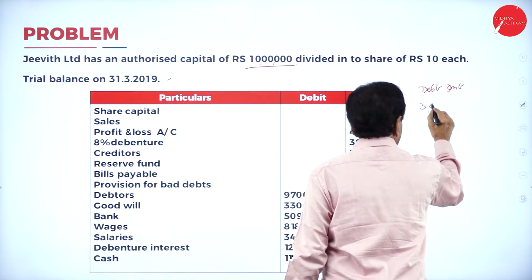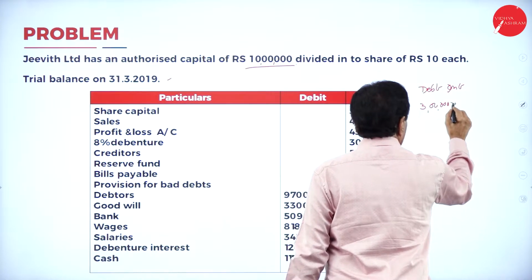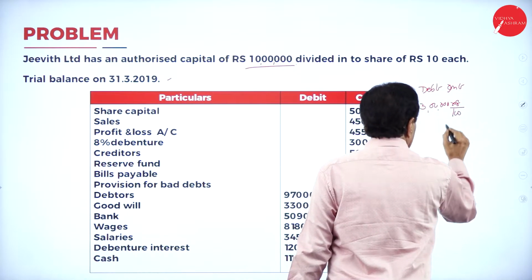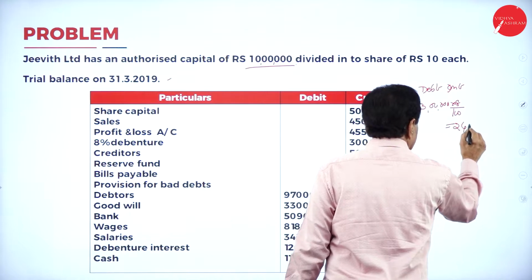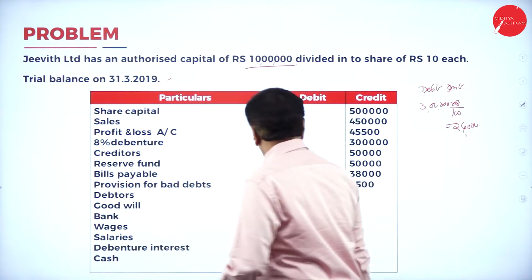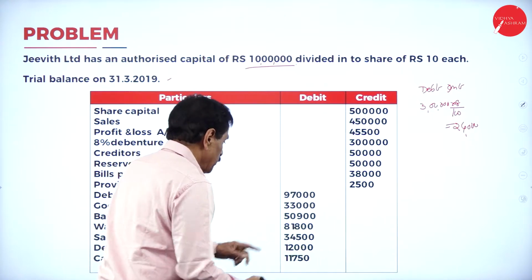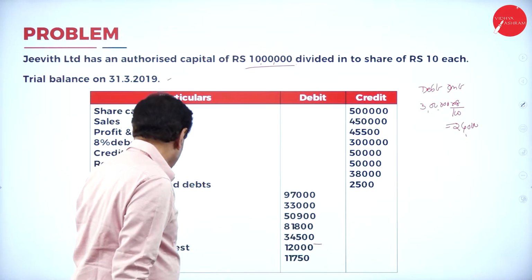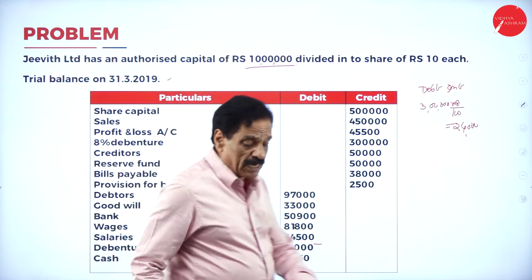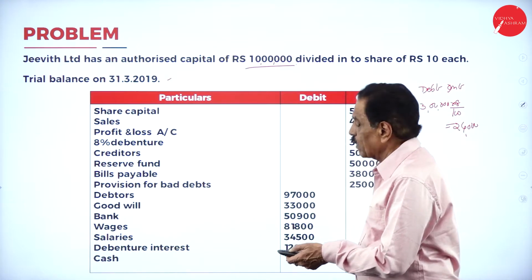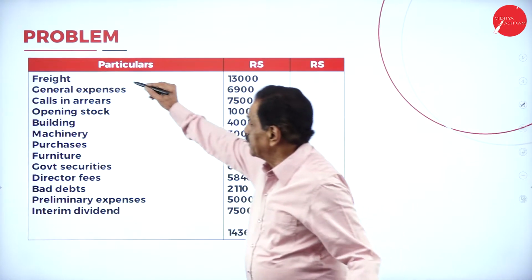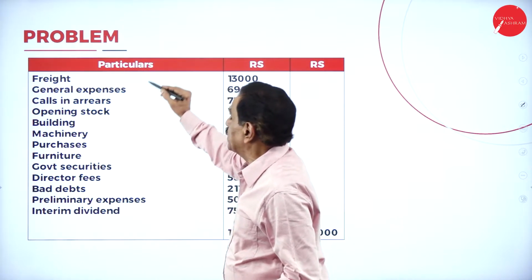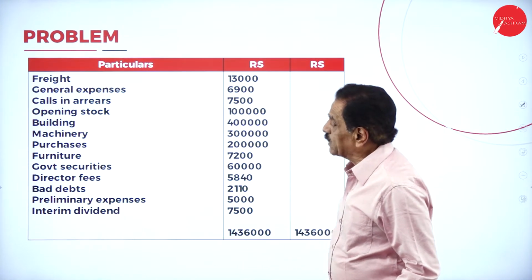Debenture interest: 3 lakh into 8 by 100, 24,000 to be paid. Out of that, how much already paid here? Debenture interest 12,000 is paid. Another 12,000 is outstanding. Then cash comes under current asset. Freight is an expenditure, general expense and expenditure. Calls in arrears should be deducted from the capital.